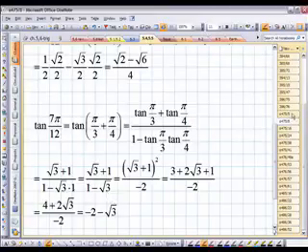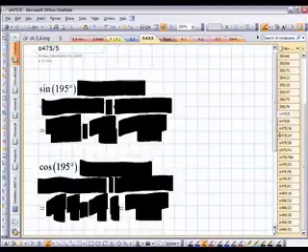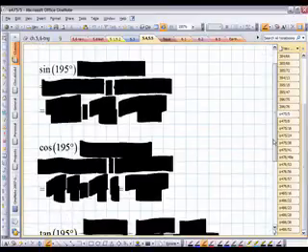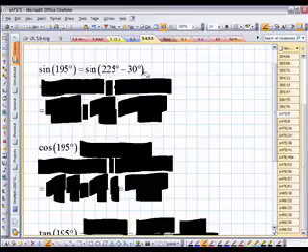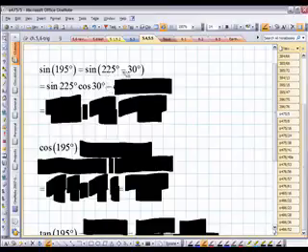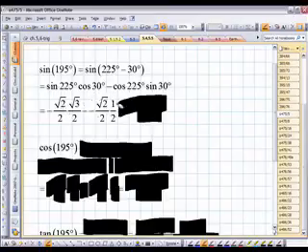Okay, back over to this one. This is the same idea but in degrees. So 195 is not a reference angle, but we can think of it as 225 minus 30. So we use the sine difference formula. Sine of the first, cosine of the second, minus stays minus, cosine of the first, sine of the second. Know your unit circle values and plug them all in, and you get to here.